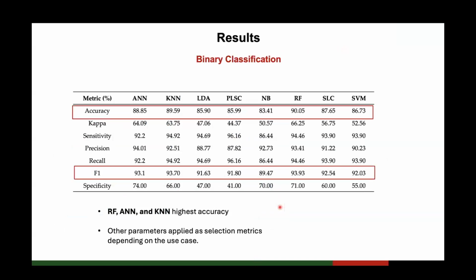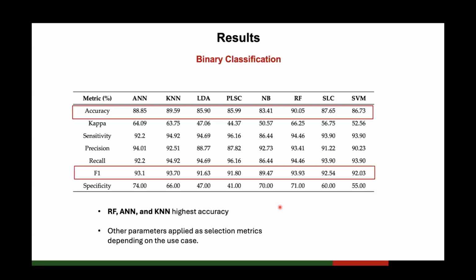Okay, so once we go to the binary classification, we find that still the random forest, artificial neural network, and the k-nearest neighbors had the highest accuracy. So these were able to clearly distinguish between the resistant and the non-resistant, what the breeder would say is resistant and what he would not select. So the binary classification was able to accurately distinguish between the two.